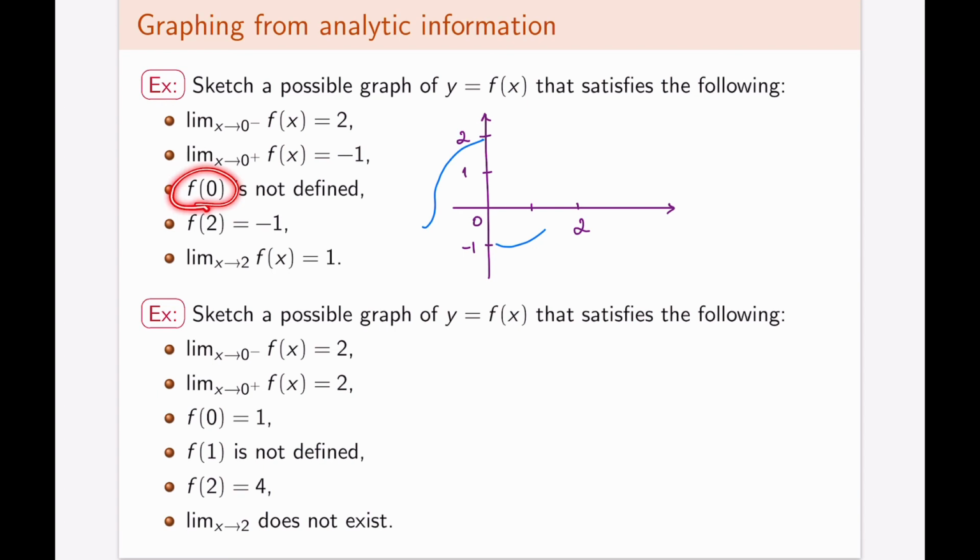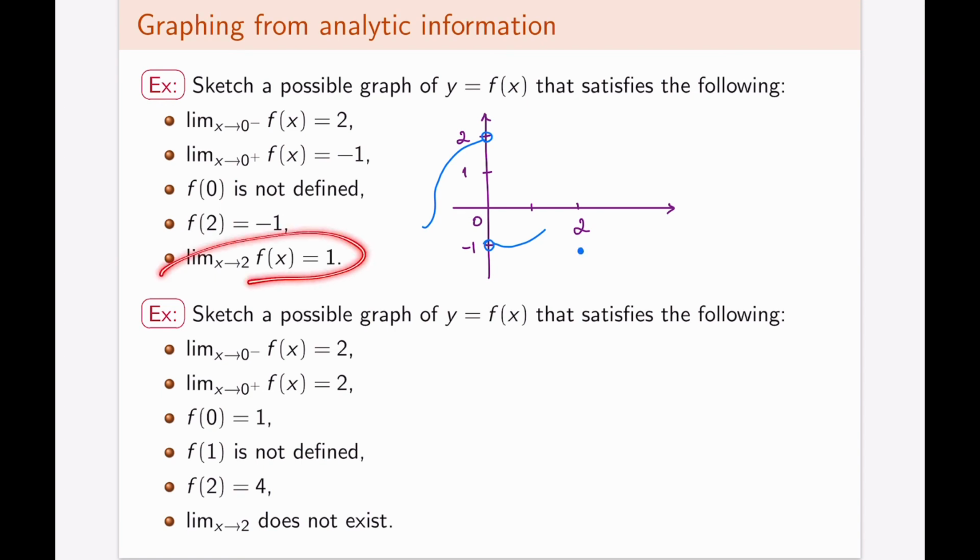f of 0 is not defined, which means that I cannot have a value of a function at 0, so I can't actually define it at either of those ends of those limits. Next, I am told that f of 2 is -1, so f of 2 has to exist at this point right here.